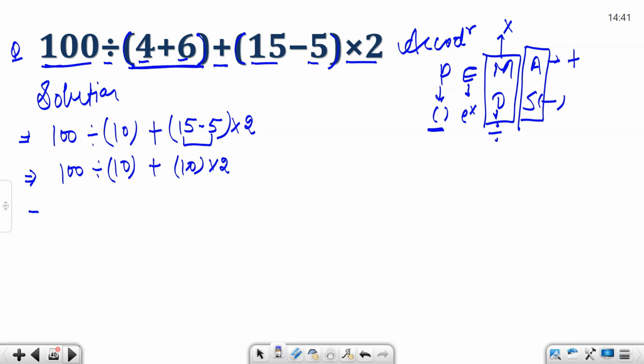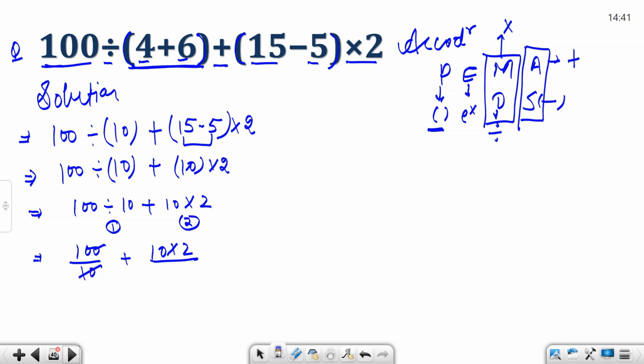10. Now let's solve further. 100 divided by 10 plus 10 multiplied by 2. Here, we'll give the first priority to division and the second priority to multiplication.